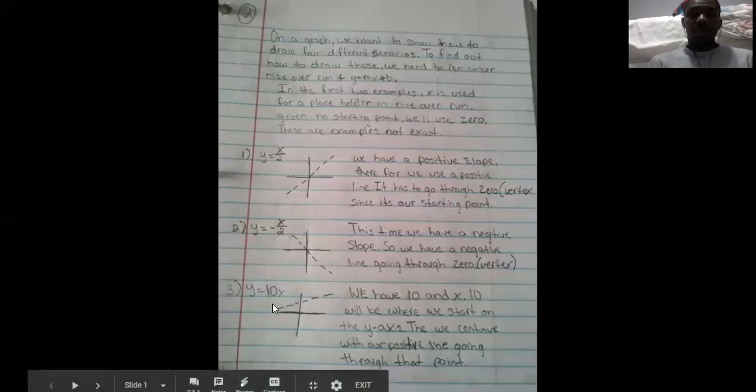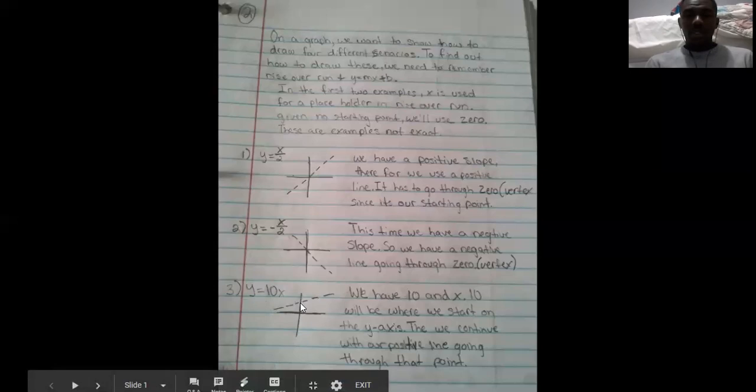Now for number 3, y equals 10x. 10 is going to be the spot where we start on the y-axis right here. We have the y-axis. We're going to start at about 10 or so. That'll be right there. And then this x is pretty much like 1. It's like 1 over 1. So rise over run, rise 1 over 1, positive. So we have the positive slope passing through point 10 on the y-axis.